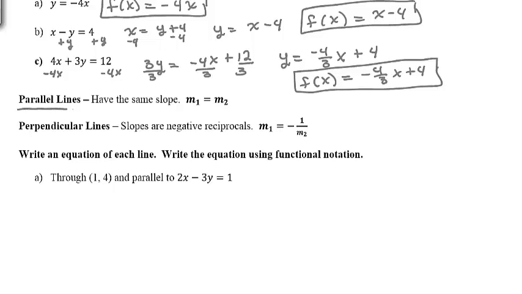The next thing that we're going to look at is parallel lines, and parallel lines have the same slope. So the slope of one line equals the slope of the other line. Perpendicular lines, however, have slopes that are negative reciprocals of one another, and so if you have one slope, m1, then that's going to be equal to negative, so we change the sign, and then it's going to be 1 over m2. So you flip the slopes upside down and change their signs. So we're going to write the equation of each line and write the equation using function notation.